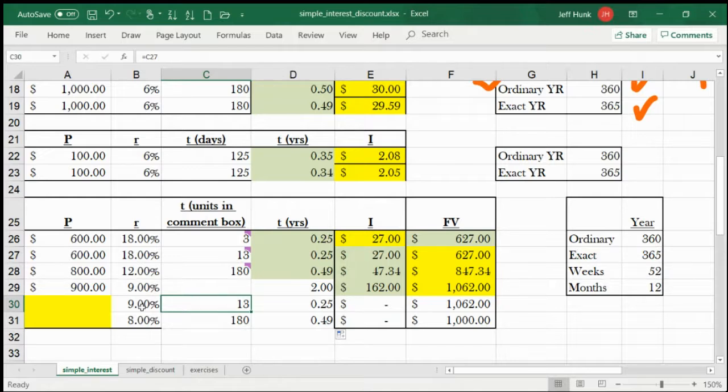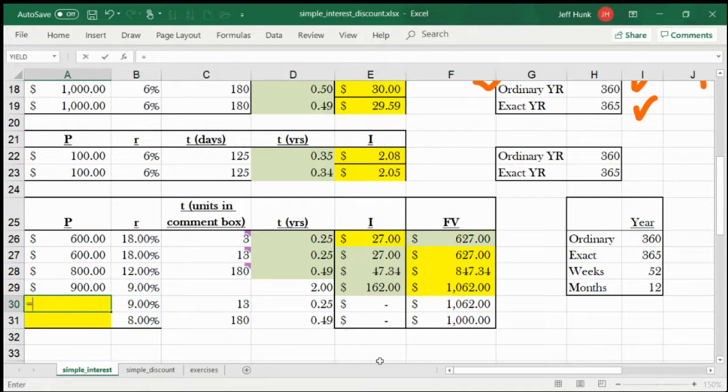13, this time, we do it for 13 weeks. What's the principal we should put in for 13 weeks, or 0.25 years, to have this future value in 13 weeks? In 13 weeks or 3 months, right? I want to have this. When the interest rate is 9%, what's the principal I should put in?